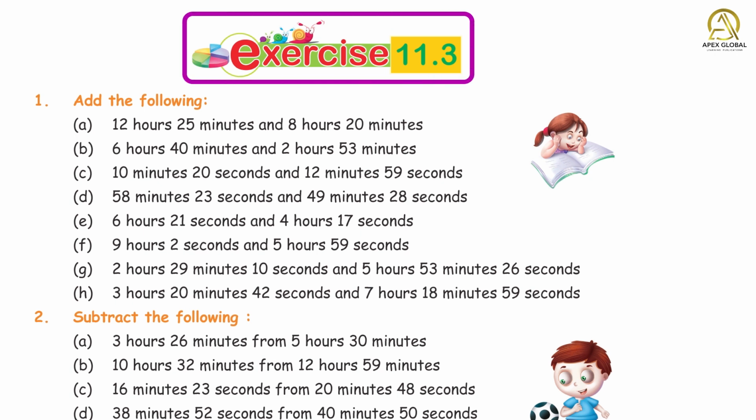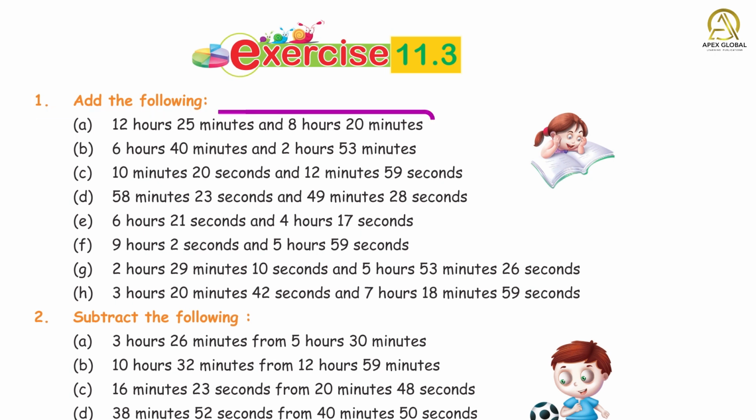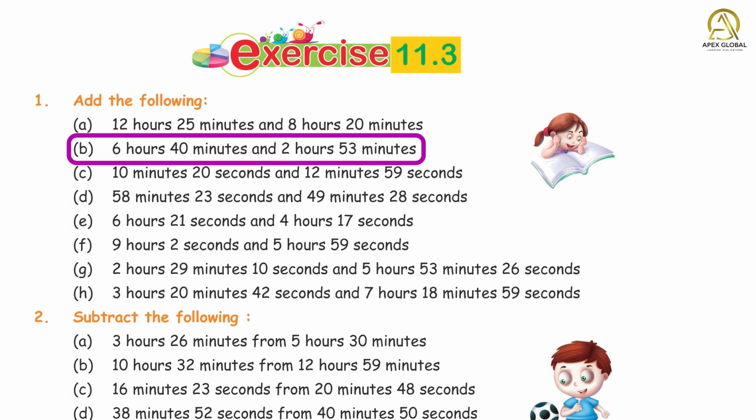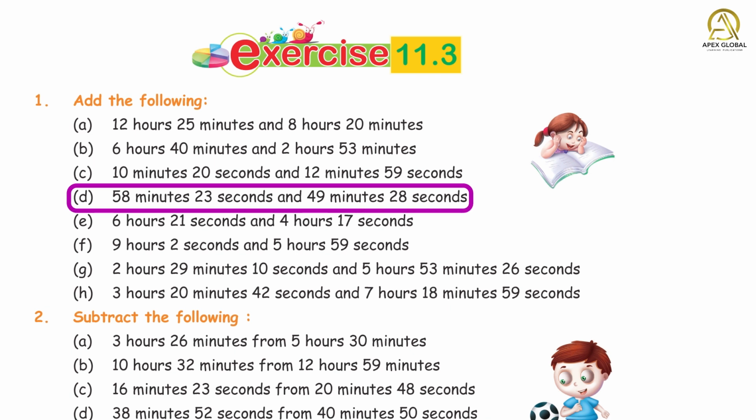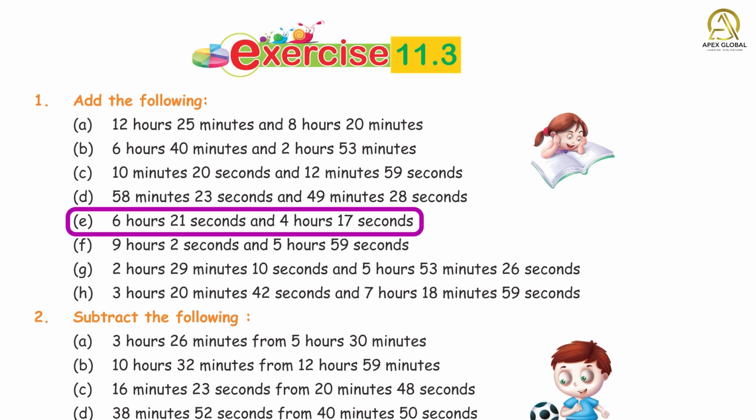Exercise 11.3. 1. Add the following: A. 12 hours 25 minutes and 8 hours 20 minutes: 20 hours 45 minutes. B. 6 hours 40 minutes and 2 hours 53 minutes: 9 hours 33 minutes. C. 10 minutes 20 seconds and 12 minutes 59 seconds: 23 minutes 19 seconds. D. 58 minutes 23 seconds and 49 minutes 28 seconds: 1 hour 47 minutes 51 seconds. E. 6 hours 21 seconds and 4 hours 17 seconds.